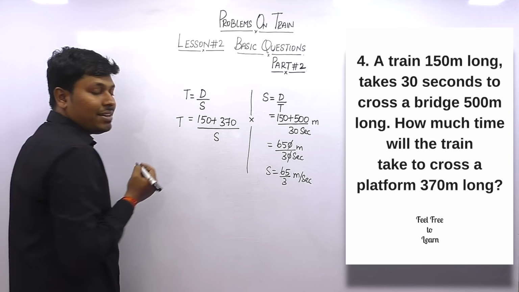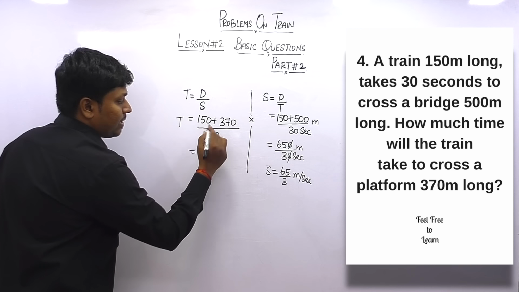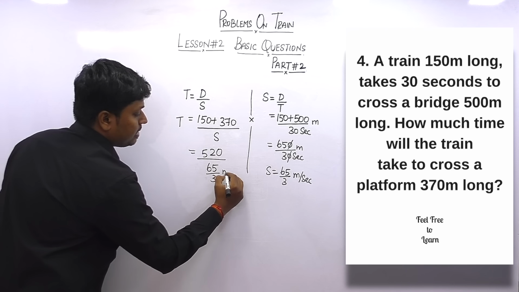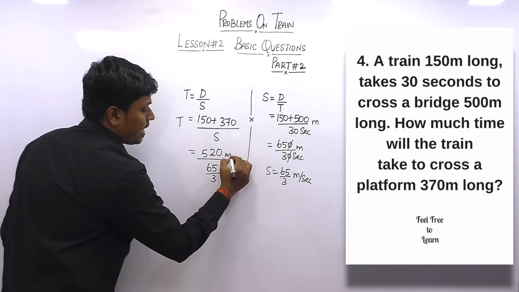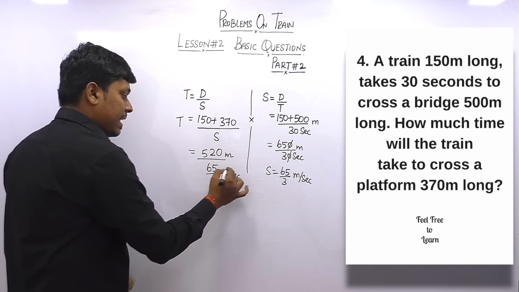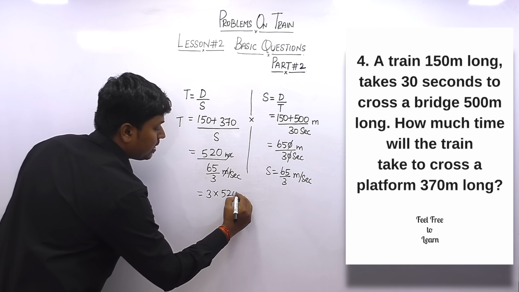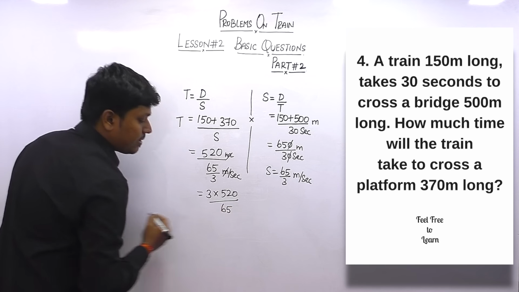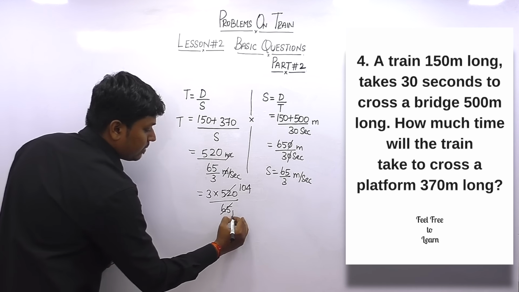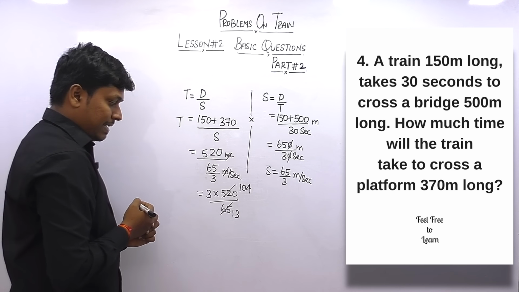So now substitute the value here in terms of speed so that you can easily get an answer, right? So this will be 150 plus 370, which is 520, divided by the speed, that is 65 divided by 3 meters per second, and here we have a value in meters. So now I think we can cancel meter and meter. So bring this 3 to the numerator. So 3 into 520 divided by 65. You can cancel using the 5 table. 1 5 is 5, 0, 5 4s are 20, 1 5 is 5, remaining will be 15, 5 3s are 15. So next is 13, right?